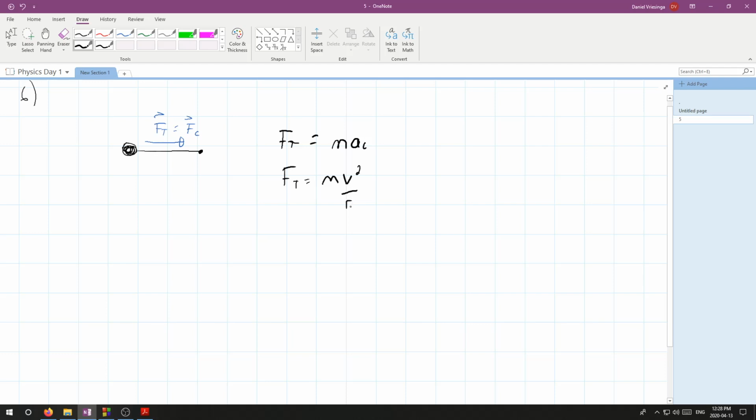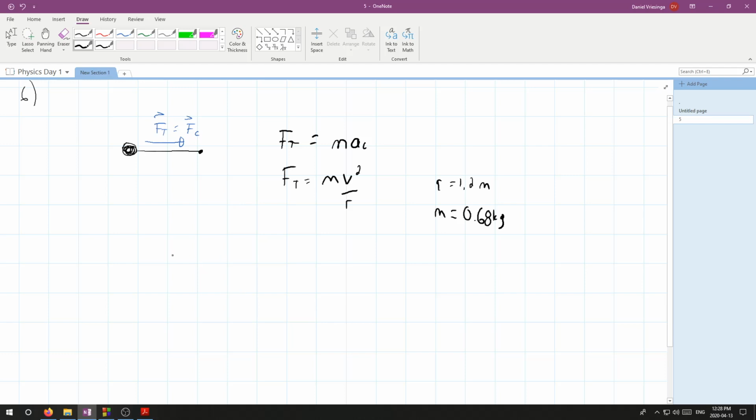I know r. It tells me that r is equal to 1.2 meters. It also tells me the mass of the puck. It's equal to 0.68 kilograms. I just don't know the tension in the rope.